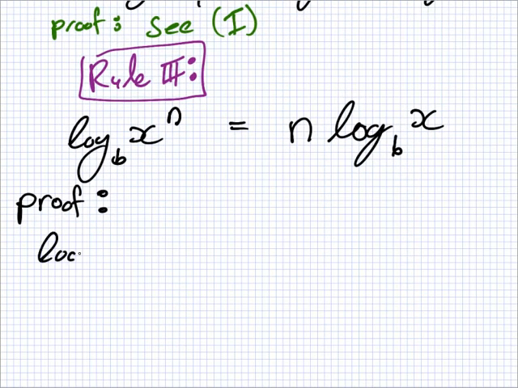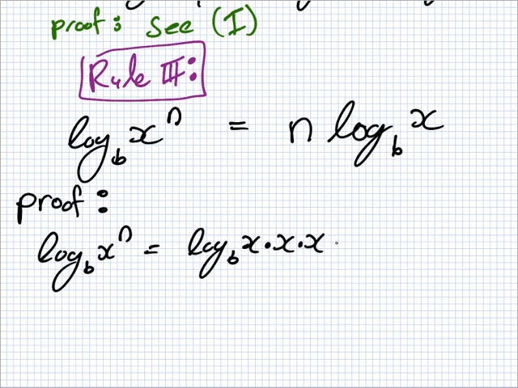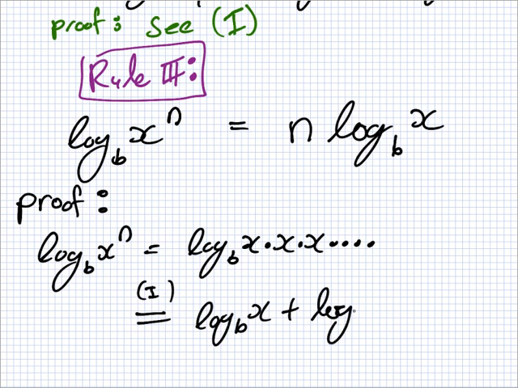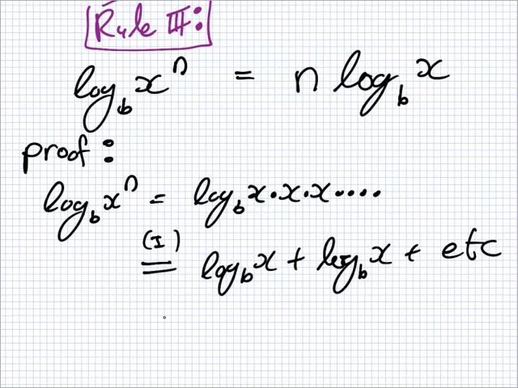So, log_b (x^n) equals log_b of x times x times x, n times. But according to the first rule, I can change this into a sum. I can say it's log_b x plus log_b x plus etc., by just using the first rule. How many of these logs do I have? N of them. And they're all the same, yeah? So it's just n log_b x. That's the end of that proof.